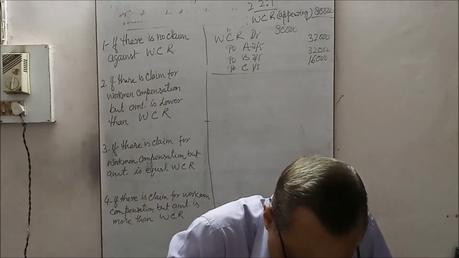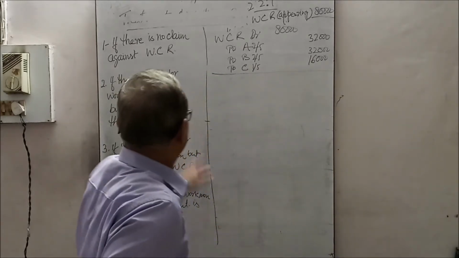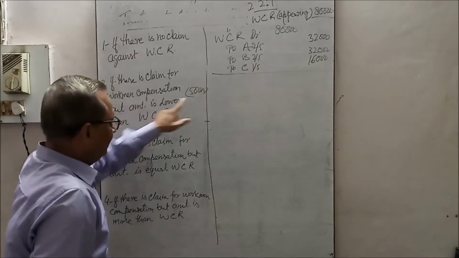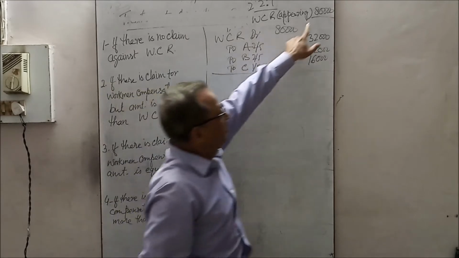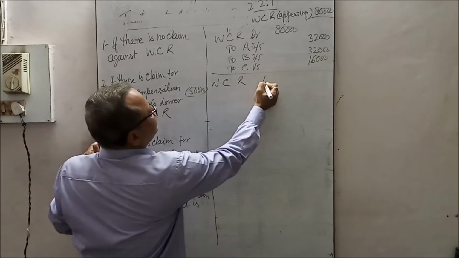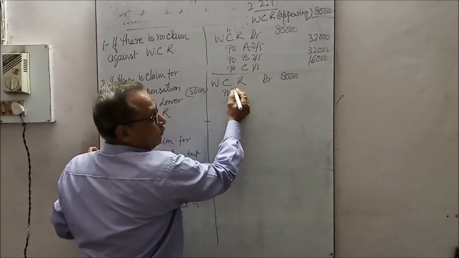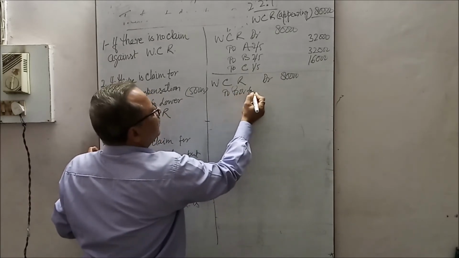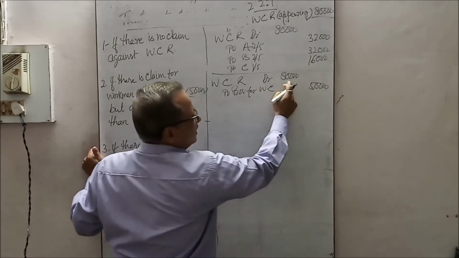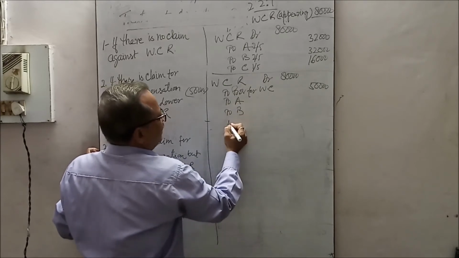Second case is, if a claim for workmen compensation is estimated at rupees 50,000. The claim is 50,000. Understand it? Claim is 50,000 and actual reserve is 80,000. Then what entry? WCR debit 80,000 to provision for workmen compensation 50,000. The balance remaining, 30,000, is to be divided between A's capital, B's capital, C's capital.